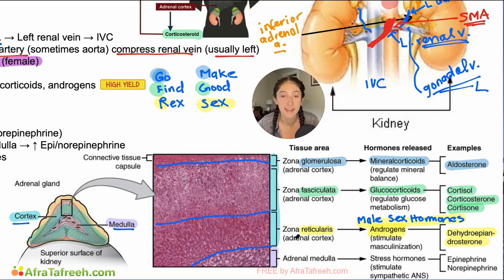step 1. Now finally, our adrenal medulla is going to be responsible for producing our stress hormones. It is going to be stimulated by our sympathetic nervous system, and it is going to be releasing epinephrine and norepinephrine, which of course can increase your heart rate, increase your blood pressure, very important hormones in the body.